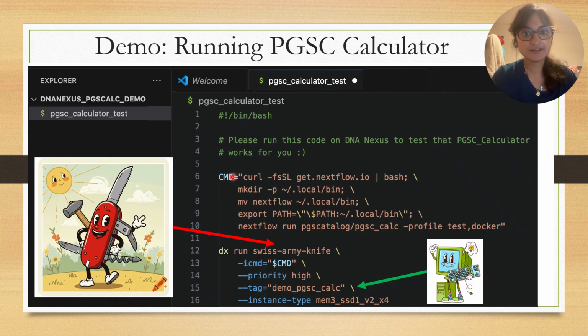So you'll see here that these are the different parts in the command. We will run dx run Swiss Army knife. It's like the tool here. And then we have the command. This is the CMD that is going to be run here. So this is what each part will do.